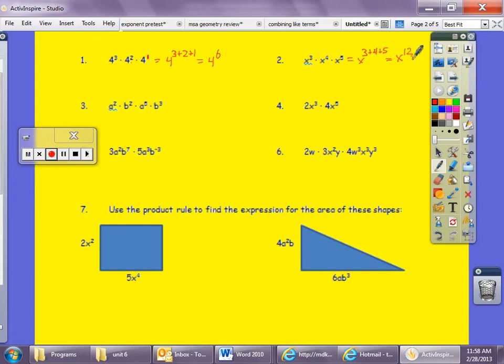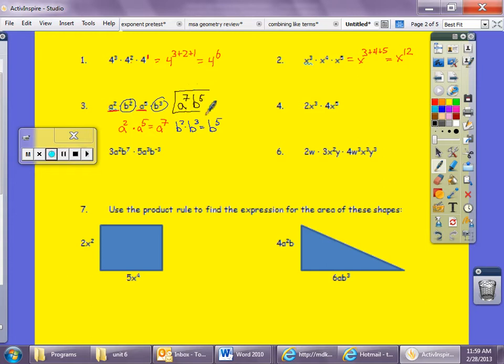We'll look at the next example. Now here, we want to group our a's. So I have a to the 2nd and a to the 5th, which will give me a to the 7th. But I also have some b's here. I have b to the 2nd and b to the 3rd, which will give me b to the 5th. So my final answer, a to the 7th and b to the 5th.